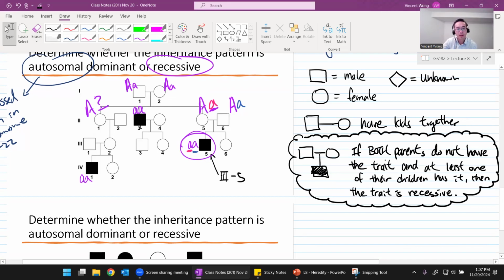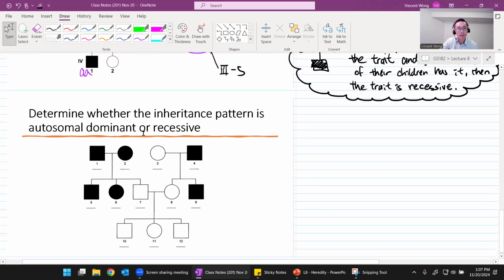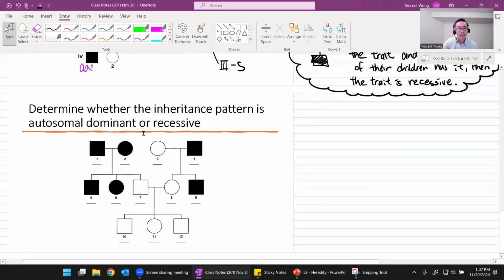Okay. Let's try another one here. Now, is this dominant or is it recessive? Well, over here we see two parents have the trait. It doesn't have to be a disease. It could just be a trait. We don't know what it is, it doesn't really matter. So let's see, is it recessive? Let's try.